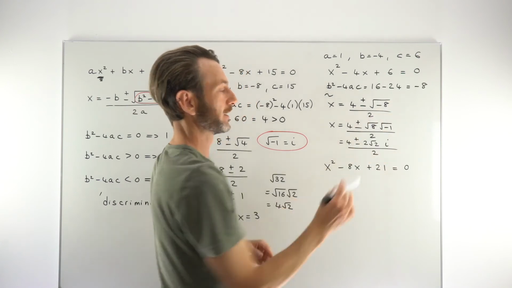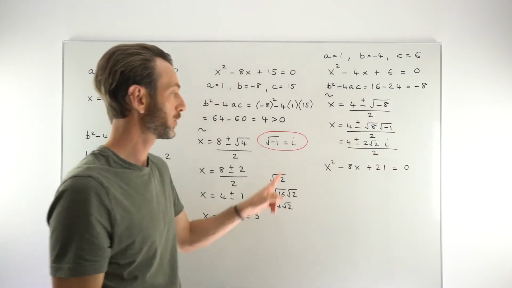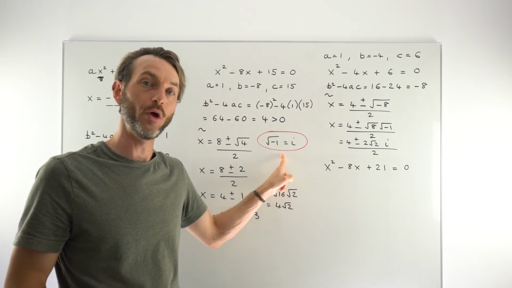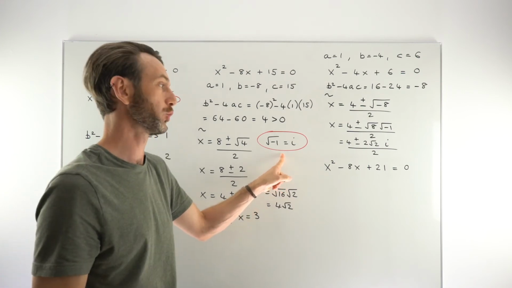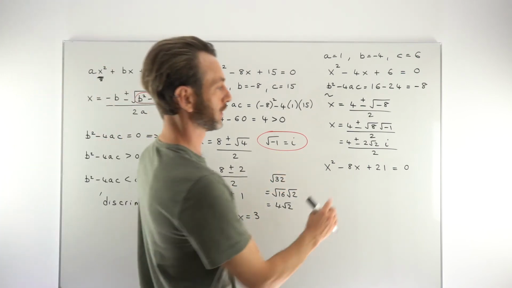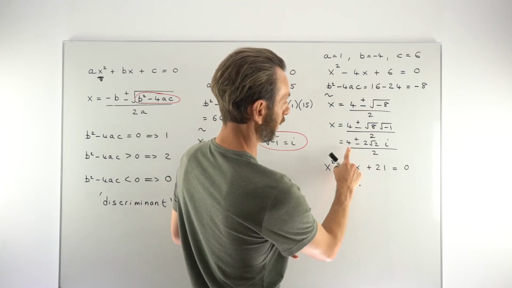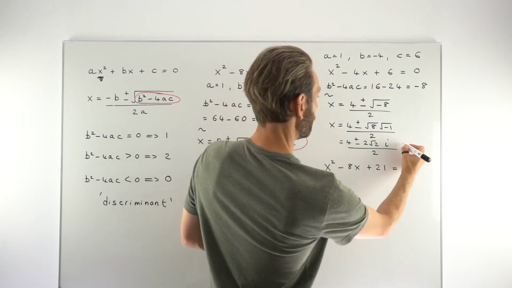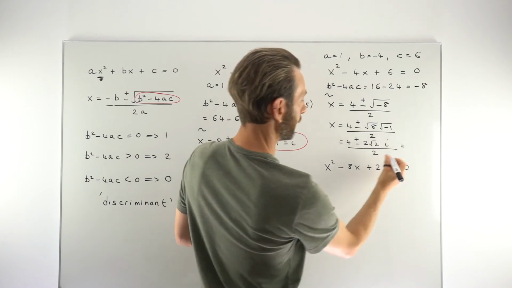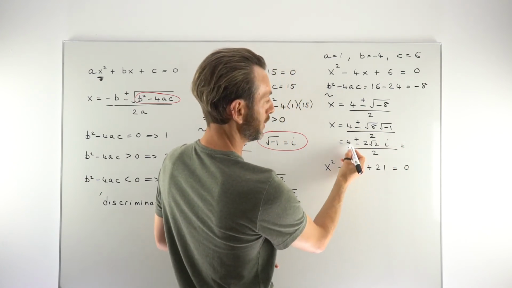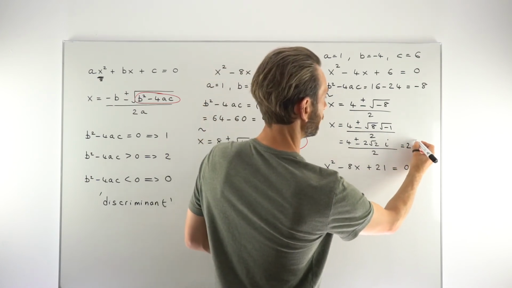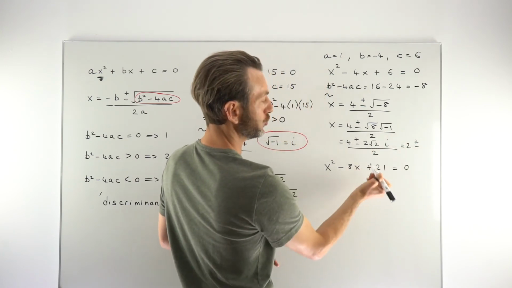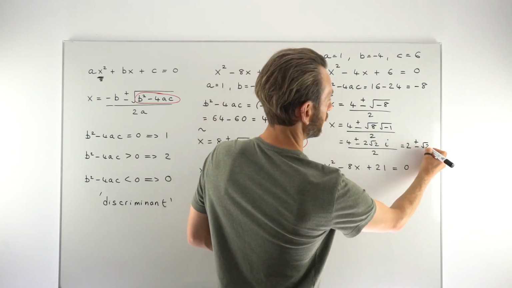I can't square root a negative. I'm done. Game over. But just by making this definition, we can now form these complex solutions to quadratic equations. This one will simplify, because we can divide everything here by 2. So 4 divided by 2 is 2, and then we get plus or minus 2 root 2 divided by 2, which is just root 2 i.